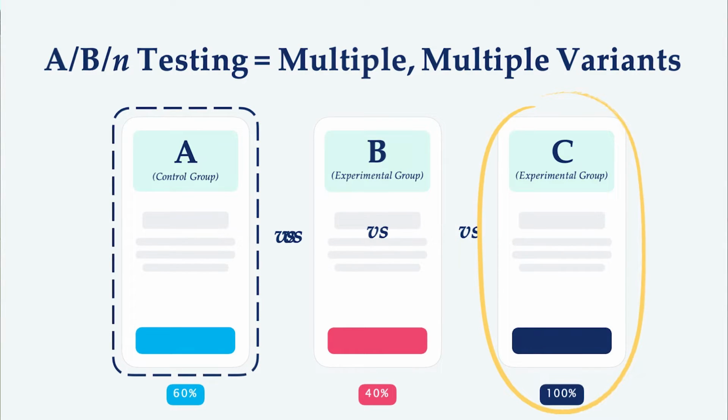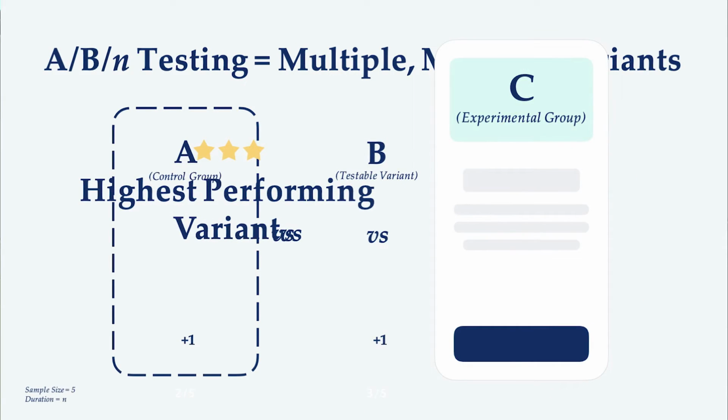So our control didn't do so bad. It was at 60%. Our B didn't do very well. It's actually underneath our control, so that one's not a very good one. That one came in at 40. But our C did phenomenally well and got 100% tap through. So that one would be our clear winner. That was our highest performing variant. And that one would more than likely then replace what your before experience was, which was our control group.